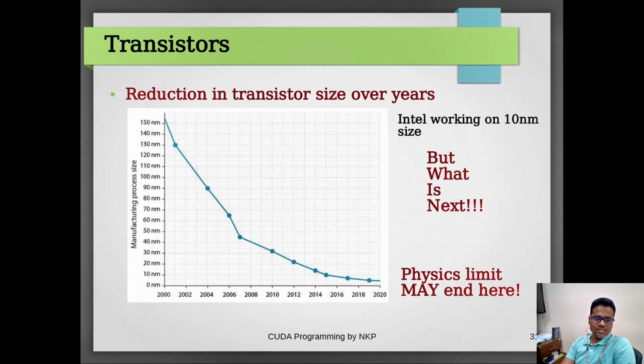So the question is how far we can go to reduce the size of the transistor. If you see the history here, it is depicted from 2000 onwards. In 2000, the size of one transistor was around 150 nanometer. Across these two decades, the size of transistors has drastically reduced from 150 nanometer to almost 5 nanometer, which is common nowadays. But what next? Maybe in future we will have transistors of 4 nanometer, 3 nanometer, 2 nanometer, or maybe 1 nanometer. What's beyond that? We cannot have a transistor of less than 1 nanometer.